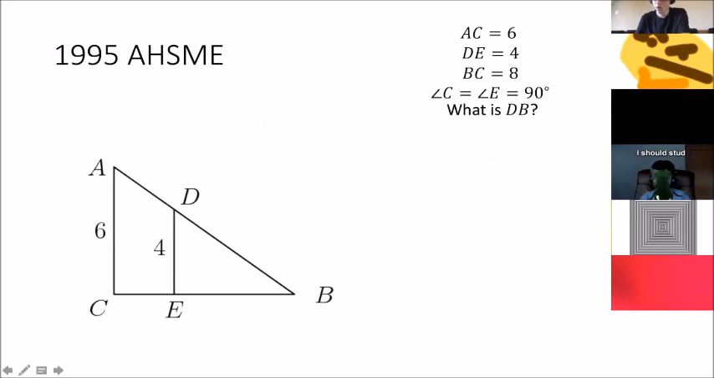Okay, now let's get to some actual problems. For the rest of the class, we'll just be doing problem after problem. Okay, so this problem comes from 1995 AHSME. And I wrote the problem conditions up here. You have this diagram, like two right triangles embedded in each other. You're given AC is 6, DE is 4, BC is 8, which is this side. And we're given that these two angles are 90 degrees. And the question wants you to find out what is DB. So you guys should try and do this on your paper for like a minute or two.